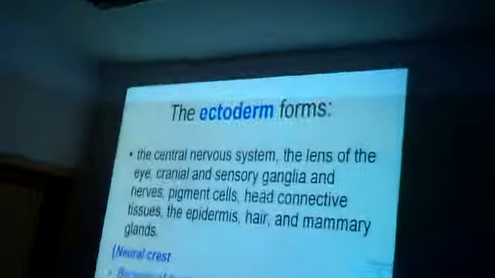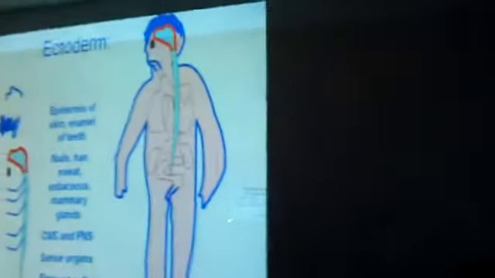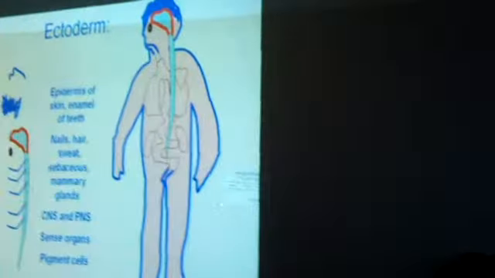If I give the lecture next term, I will change something. No. So this is derivatives of ectoderm. Not very beautiful.